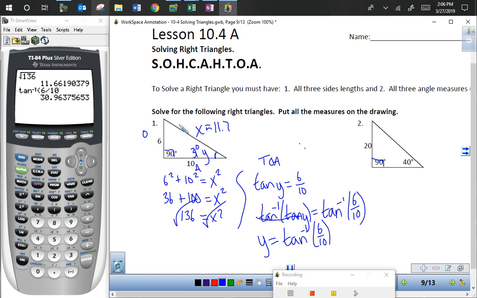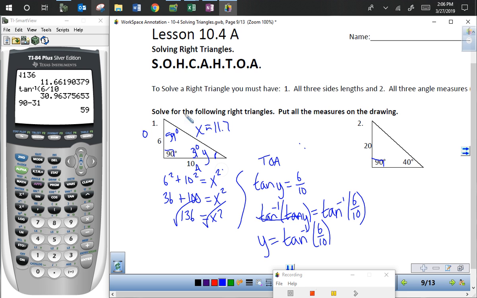Now, the nice thing here, we had to work hard for these first two, but we don't have to work hard for that third angle ever, because we know that the two acute angles add up to 90. Just like last time, we'll take 90 minus the angle to get that missing one. So 90 minus 31, 59 degrees. And we're done.